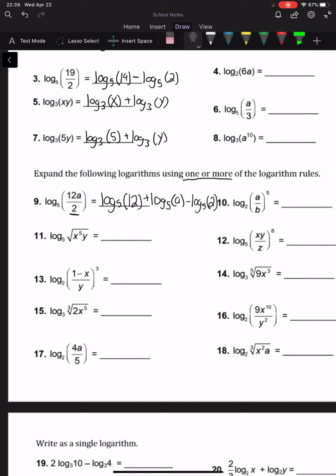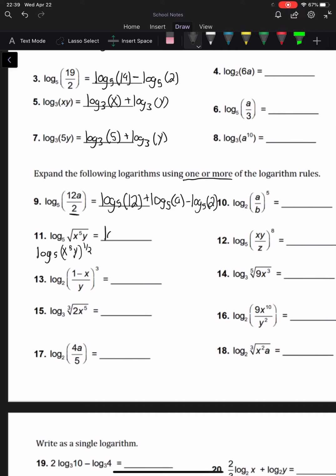Question number 11. We're going to be using the product rule and the exponent rule. So something to take note of. How we have this here in the square root bracket, we can actually just call this whole thing to the half power. So we're going to rewrite this. We're going to call this log base 5 of x to the 5th and y to the 1/2 power. And that'll come in handy in just a second where you'll see.